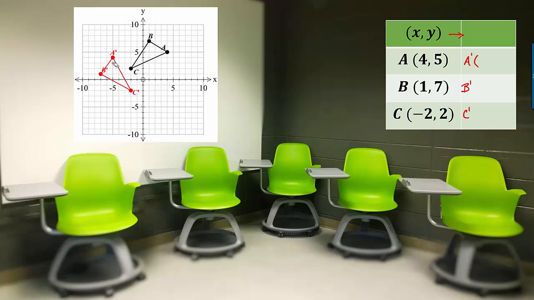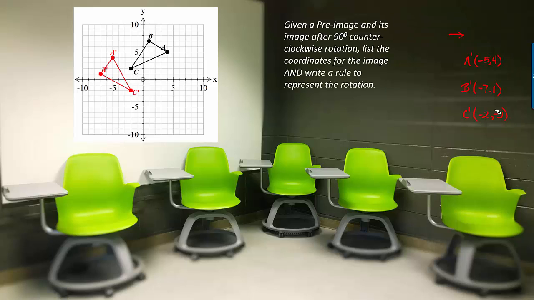My coordinate for A prime is -5, 4. B prime is -7, 1. And C prime is -2, -2. And we're asked, given the pre-image and its image, to list the coordinates and write a rule.